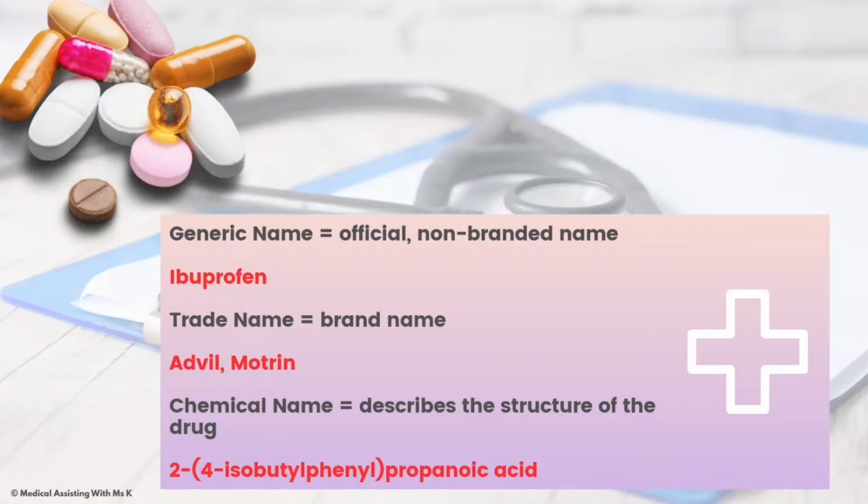Okay, and then the chemical name is the scientific name. It describes the structure of the drug. Now, I'm not even about to try to read that chemical name, but just make sure you know that's the scientific name. That is what the drug is made up of.